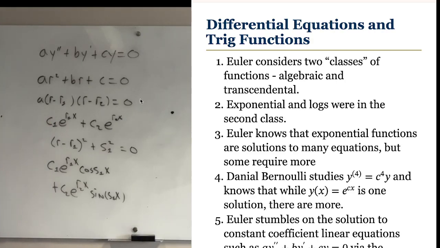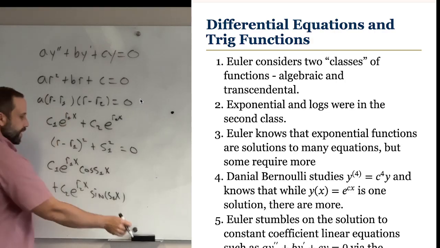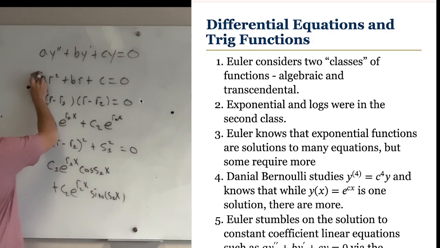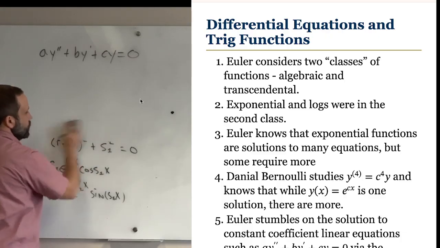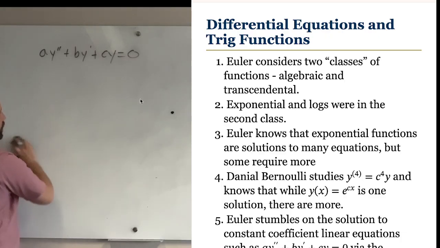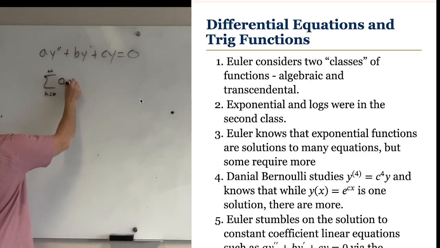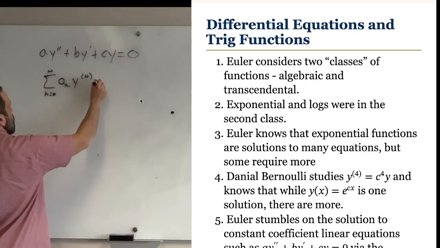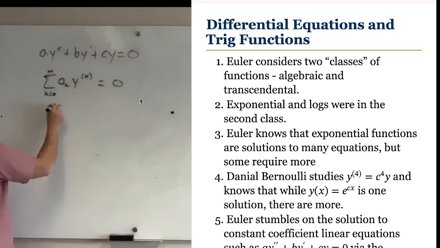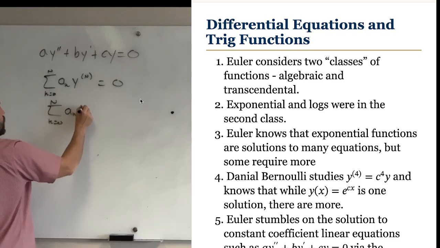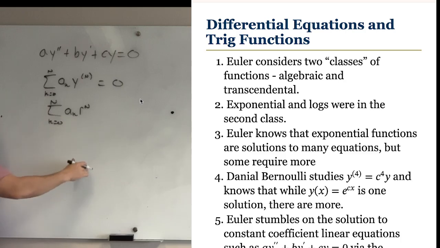Okay, but what he does know is he says, well, this can be extended to an arbitrary order linear differential equation. If I look at a differential equation in this form, the sum from k equals 0 to n of a_k y to the power of k equals 0, then I'm simply going to look at the corresponding polynomial, the sum from k equals 0 to n of a_k r to the power of k, and find the roots here.